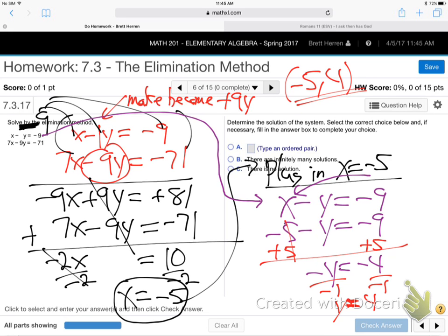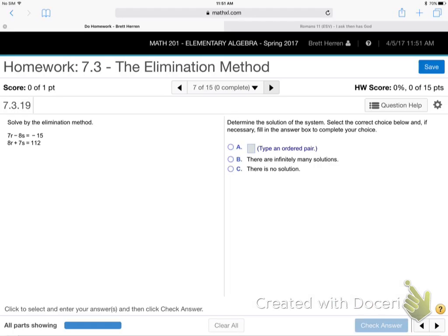All right. I don't like R and S because my S's look like 5s and stuff. So I'm just going to make it X and Y. It's all the same thing. It's easier for me to write and for you to follow, I think, if I do X and Y.